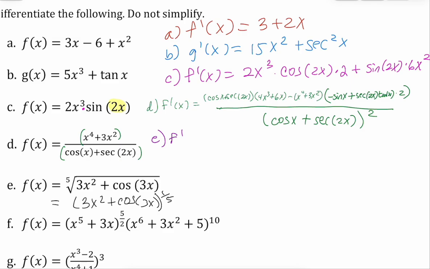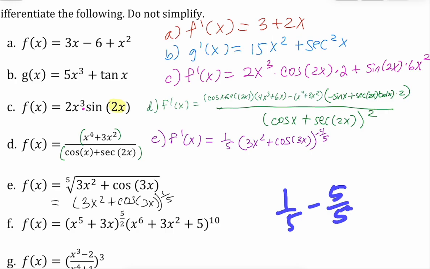So my derivative is a chain. Drop the 1/5 in front, leave the stuff there. The power goes down by 1. So remember that 1/5 minus 1 is 1/5 minus 5/5, or negative 4/5, times the derivative of the stuff. So that's going to be 6x. Now the cosine has a stuff in it, so it's going to be negative sine of the stuff times the derivative of the stuff.